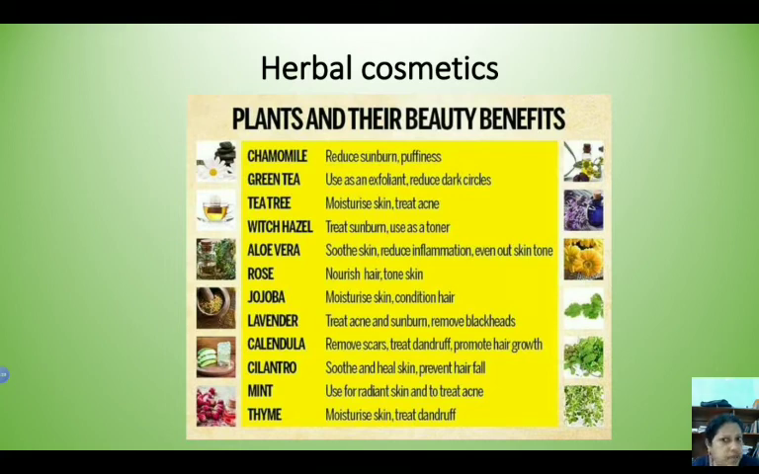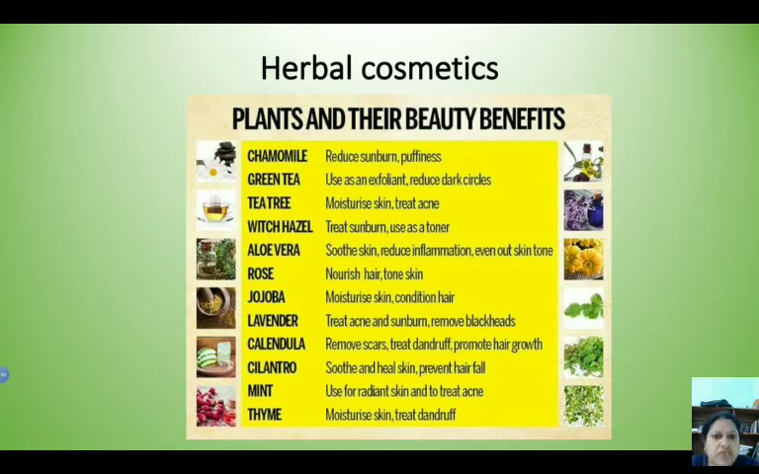Now coming to the main topic, that is herbal cosmetics. There are many plants which are used for beauty benefits. We'll be seeing them in forthcoming classes. But for an outline sketch, I've given some of them. You can see chamomile. It is used to reduce sunburn and puffiness. We are all very much worried about sunburn, so for that you can use chamomile. Then green tea is used to reduce dark circles, and it is an exfoliant.